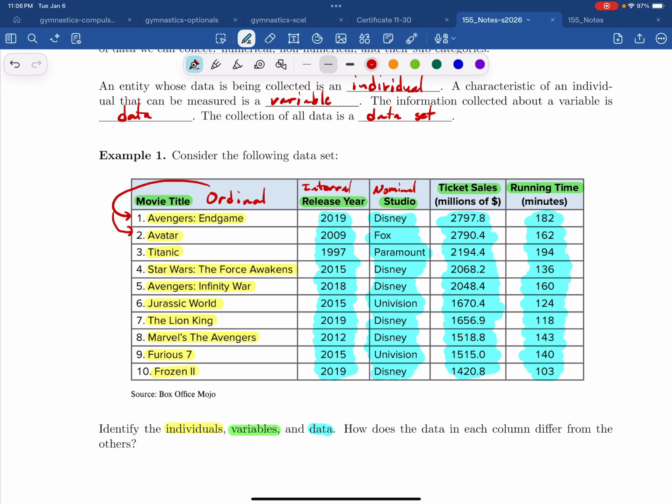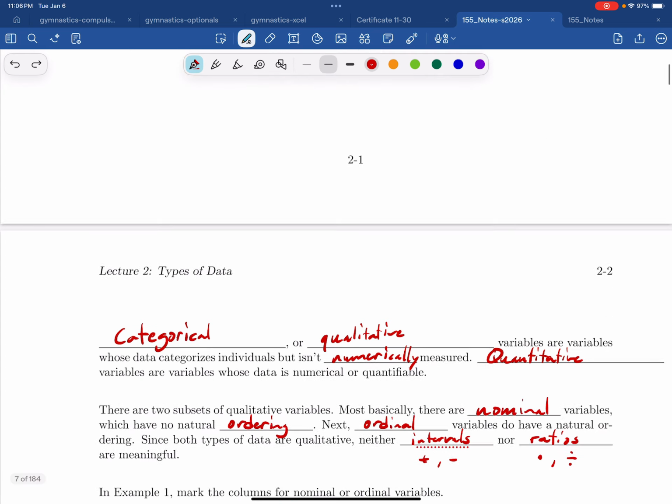Now, where's the ratio level data? Well, here we go. Ticket sales and running time, right? It does make sense to say that Avengers Endgame is almost twice as long as Frozen 2. Or that Avengers Endgame grossed almost twice as much as Frozen 2. Ratios do make sense in that context. Okay, so the variables are ratio variables, the data is ratio data.